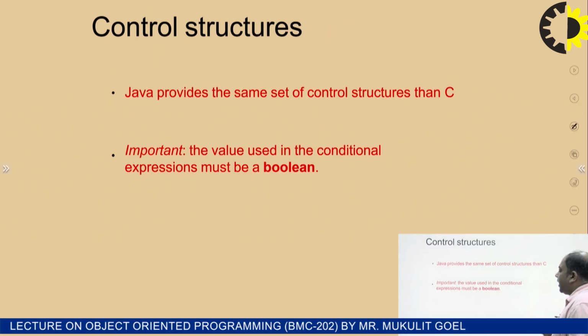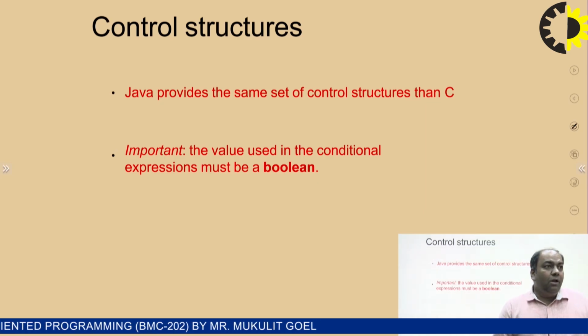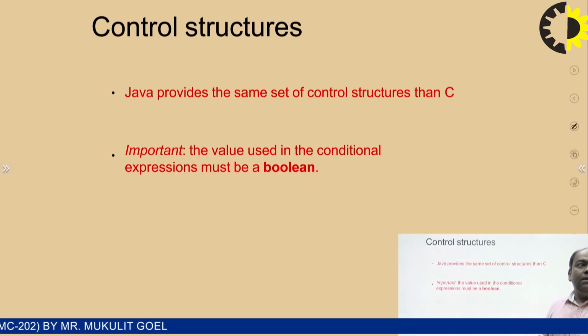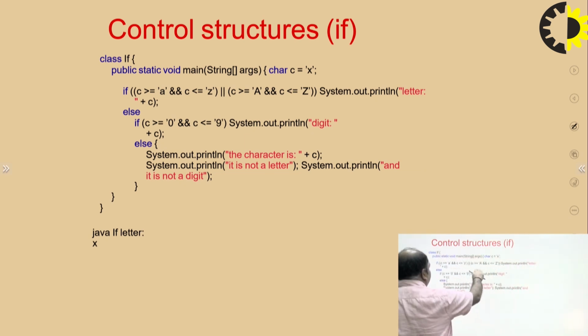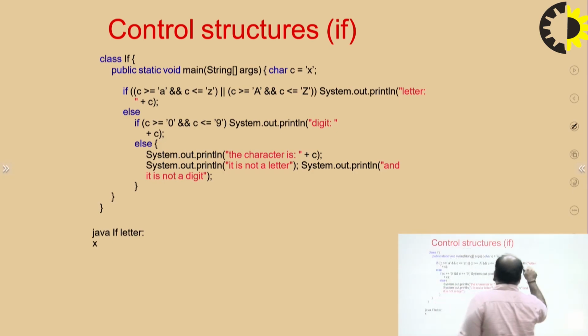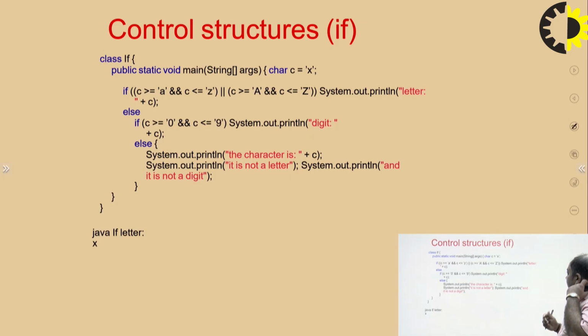Now I come to the control structures. Control structures mean how we write a program in Java. Java provides the same set of control structures as we use in C. So here is an example of an if statement. If, then we have a condition, then System.out.println, which is used for output. In C we use scanf and printf. In C++ we use cout and cin. In Java we use System.out.println for output. System means the device on which we are running the code. Out means output, and println means print line.